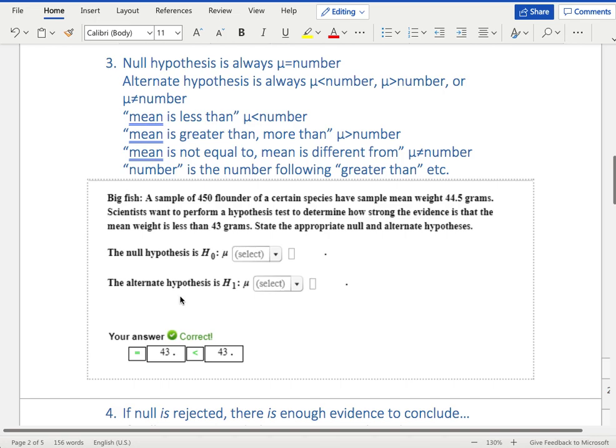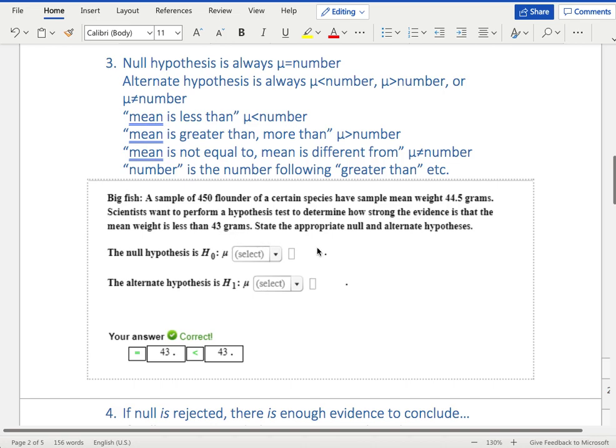So for the null hypothesis, you're going to be filling in the symbol and the number all the time in these future ones. The null hypothesis is always the equal sign. The alternate hypothesis is always going to be greater than, less than, or not equal. Because here we're looking for less than, we're going to use the less than symbol. And the number that goes into these two is always the same number. In this case, we know that it's 43 because that's what they're attaching the hypothesis to. They're wanting to know if it's less than 43.